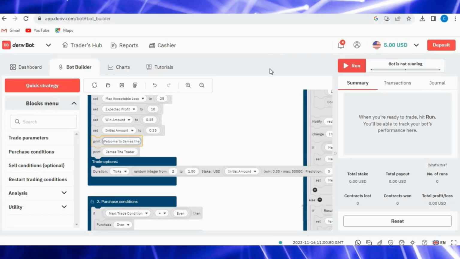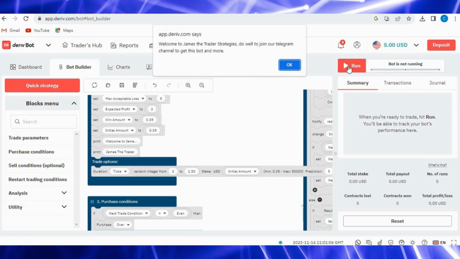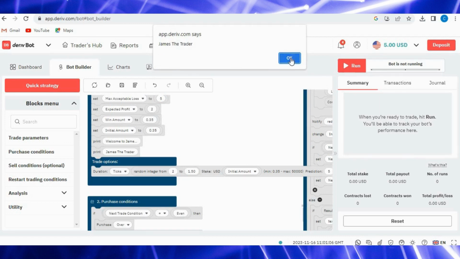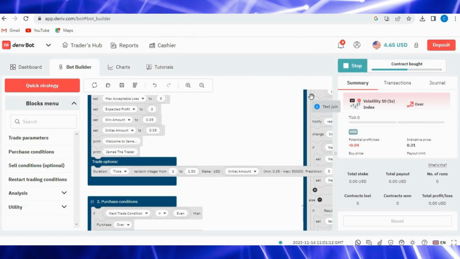So here we are. I've loaded the bot already. So this is $5. All right, so my expected profit for this is going to be $2, and then my maximum acceptable loss is $5, and then I've set my initial stake to 0.35. So I'm going to click on run right now. Okay, so I'll click on OK and then OK. Then let's see how it goes.